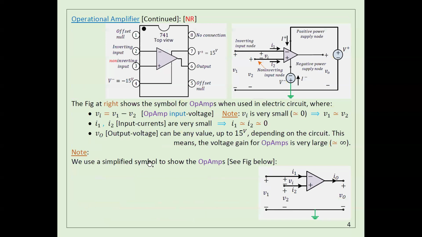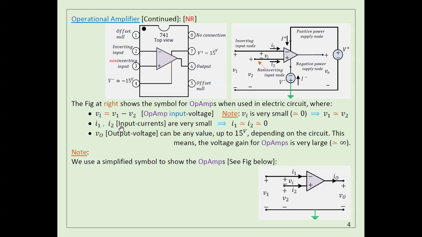So let me go here to see. As I told you, number one, V input is actually V1 minus V2, and this V input is very small because the amplification is too high. So we always say V1 equals V2, the two voltages are equal. Number two, I1 and I2 should equal zero. Very important, it's very simple. You need to learn the characteristics of the op amp, and then when I analyze the circuit, I will use these characteristics. For this element, I know the current is equal to zero and V1 equals V2.